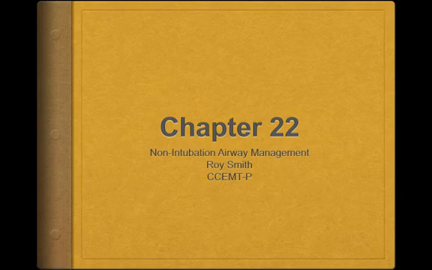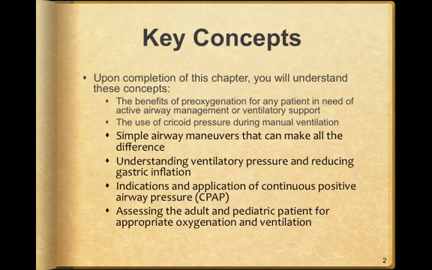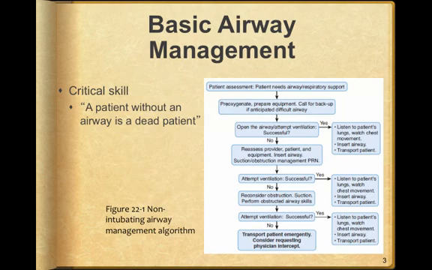This is going to be Chapter 22, Non-intubated Airway Management. After this chapter, you'll be able to understand the benefits of pre-oxygenation for any patient in need of active airway management or ventilatory support, the use of cricoid pressure during manual ventilation, simple airway maneuvers that can make all the difference, understanding ventilatory pressure and reducing gastric inflation, indication and application of continuous positive airway pressure, and assessing the adult and pediatric patient for appropriate oxygenation and ventilation.